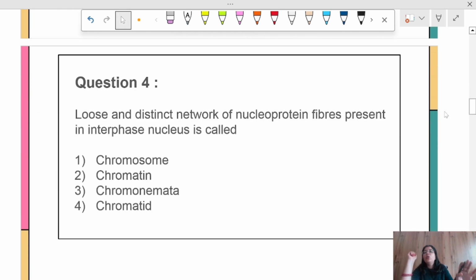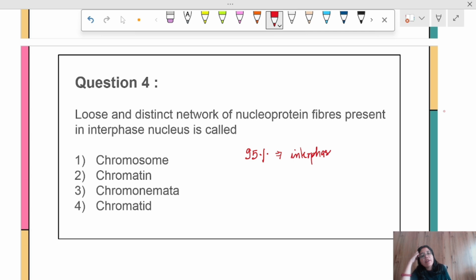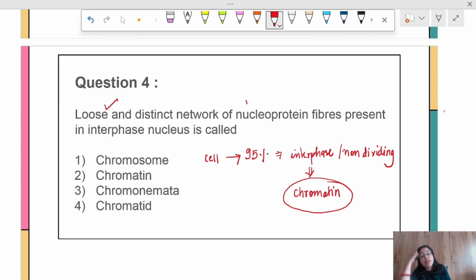Understood? Okay. Loose and distinct network of nucleoprotein fibers present in interphase nucleus is called what? You tell me, during the cell cycle, 95% of the total time the cell is in interphase, or you can say the non-dividing phase. And when your cell is in the non-dividing phase, which kind of genetic material is present inside it? Chromatin. Okay, you have chromatin, and they have actually explained about chromatin only here, right?